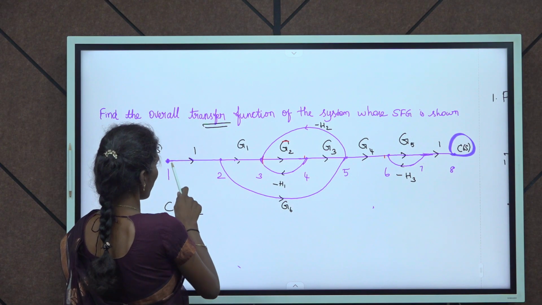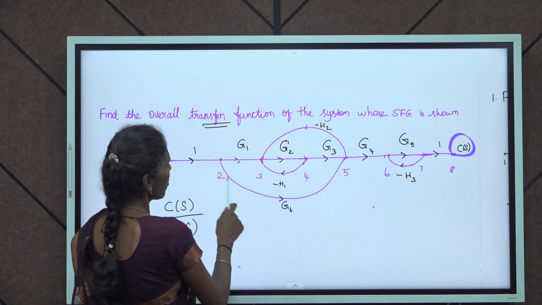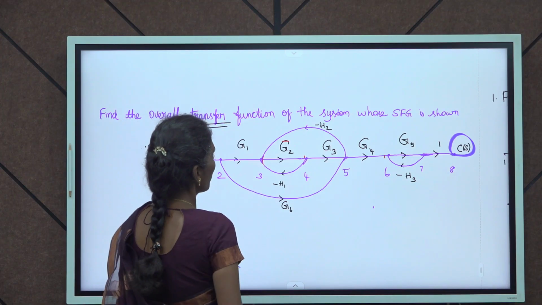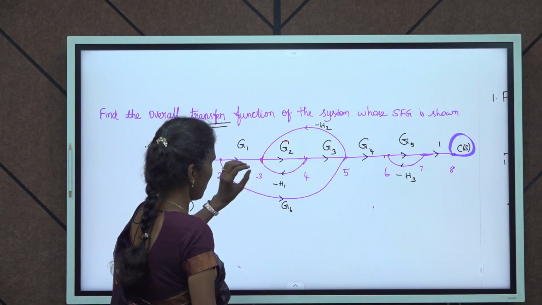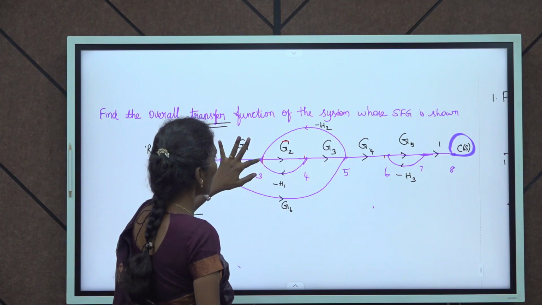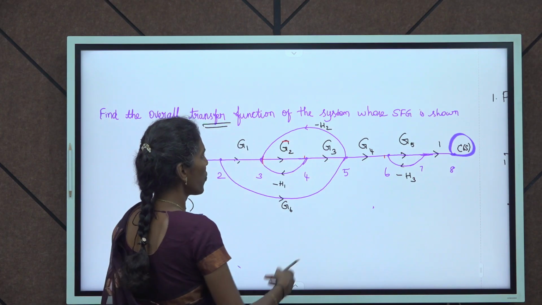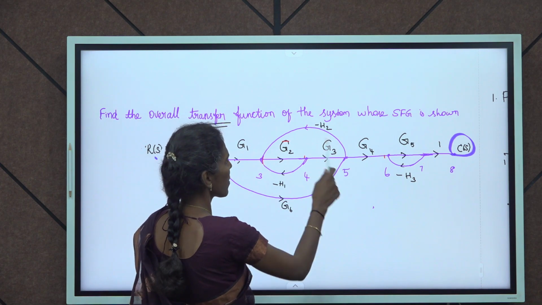So in this problem we are having 8 nodes and the forward path we have to observe, and then the loop we have to recollect. Loop is a node where the path travels and reaches back to the node again. So how many loops are available here? Totally 3 loops are available here.